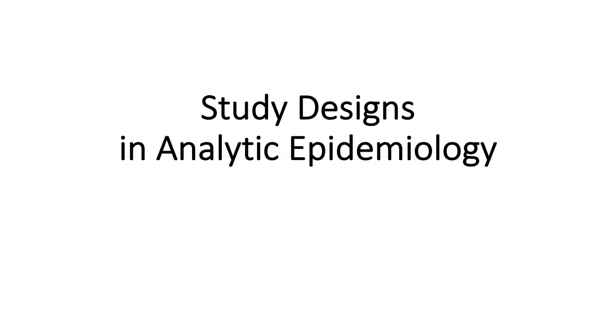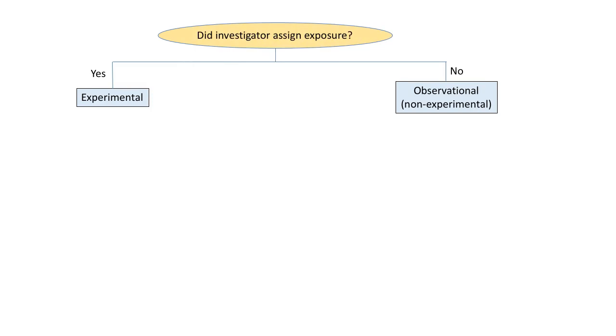Here's a framework for thinking about 6 of the most common study designs used in analytic epidemiology. The 6 designs fall into 2 main categories, experimental and observational or non-experimental. The one question that you can use to distinguish the 2 categories is this: did the investigator assign the exposure?